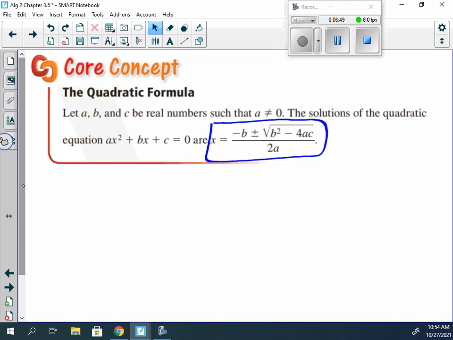So the solutions for any quadratic equation of the form ax squared plus bx plus c, where a, b, and c are real numbers and a is not 0, can be found by using the formula x is equal to negative b plus or minus the square root of b squared minus 4ac all over 2a. And we're coming from the equation ax squared plus bx plus c is equal to 0.